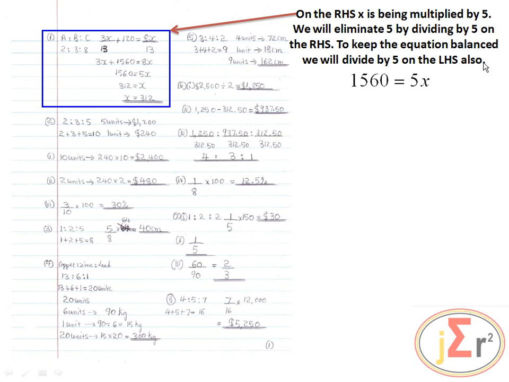We need to eliminate this 5 that is being multiplied by x. We will eliminate that 5 by doing the opposite of multiplication. The opposite of multiplication is division. We will therefore divide by 5. But we cannot do that on one side of an equation only. We will have to do that on both sides. So let us go straight ahead and divide both sides by 5.